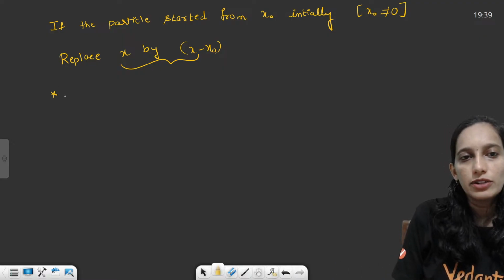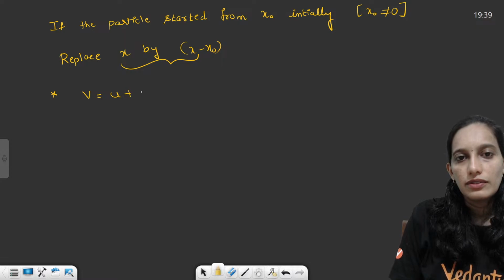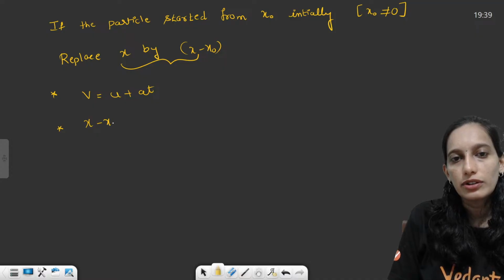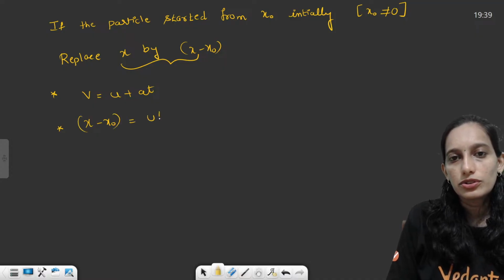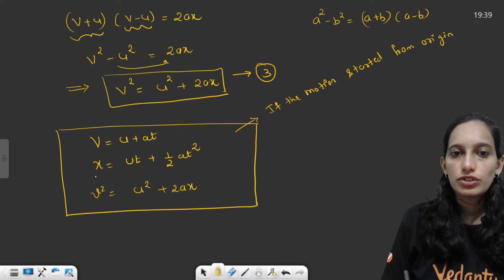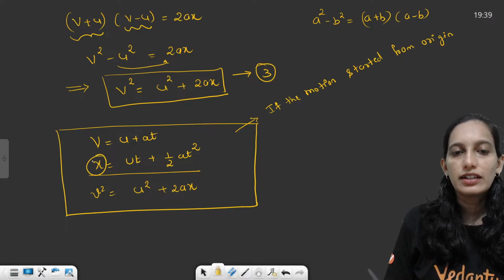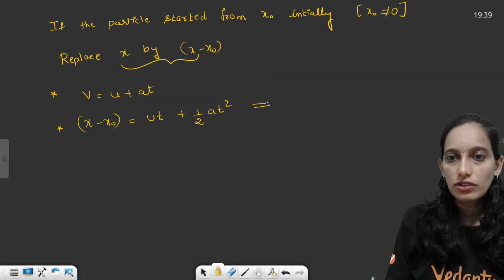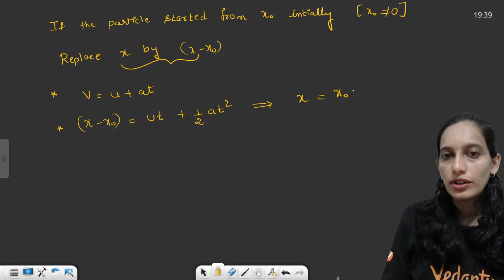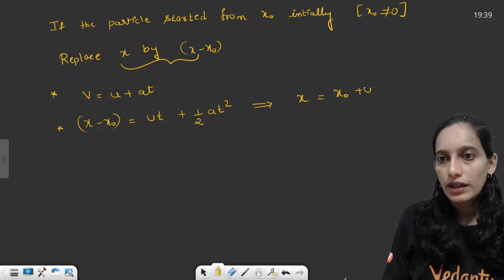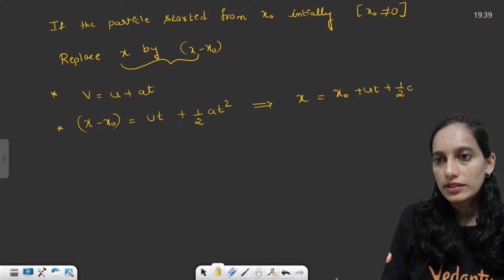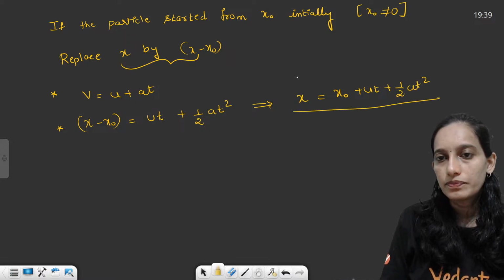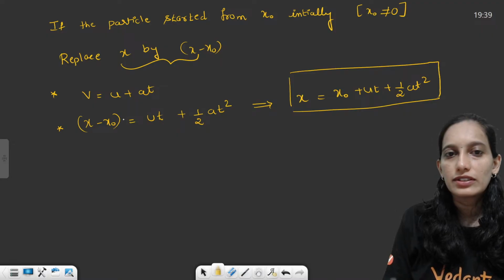So in the first equation nothing changes, there is no x dependence, v is equals to u plus at. In the second equation there is x, so that will be x minus x naught is equals to ut plus half at square. So this is our second equation. Or this can also be written as x is equals to x naught plus ut plus half at square. I just took that minus x naught to the other side.